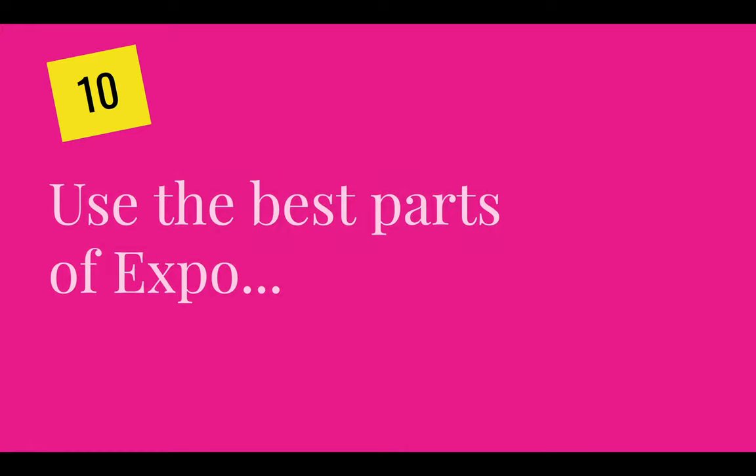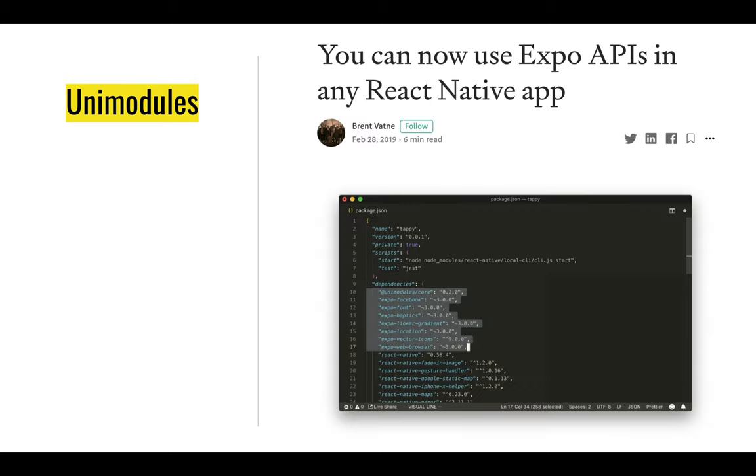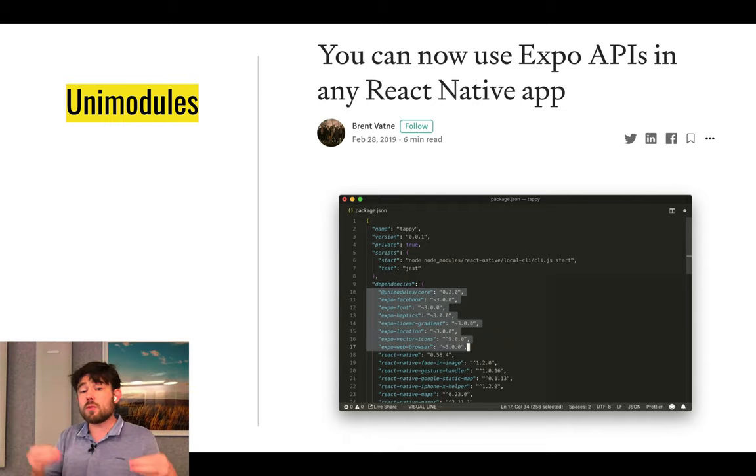Number 10 is that you can use the best parts of Expo without using Expo. And what I mean by that is this. We have a concept called unimodules. All of these individual packages that we've been talking about, like your haptics and your location services and your vector icons and all these different individual things that have been built by the Expo folks, that they put all this hard work into, you don't need to be in the managed workflow, nor do you have to pull in this enormous Expo SDK to use them.